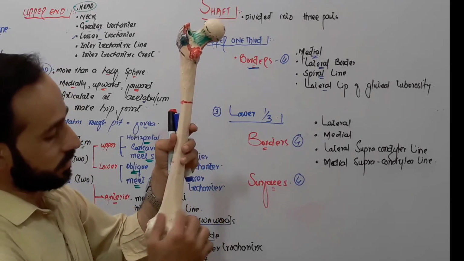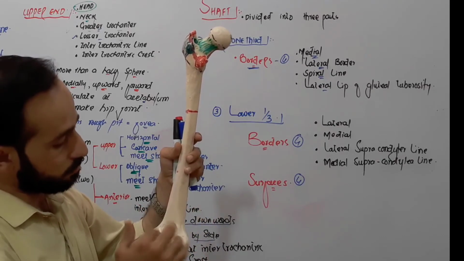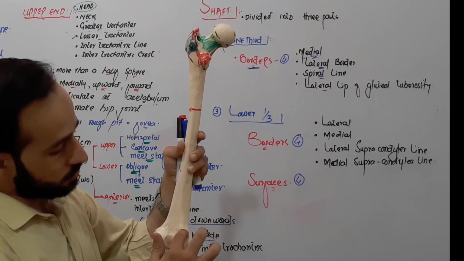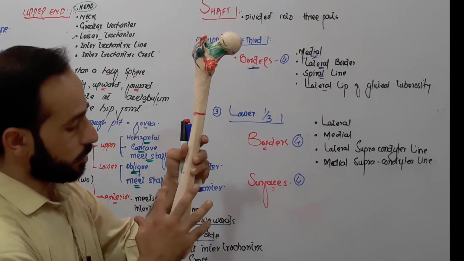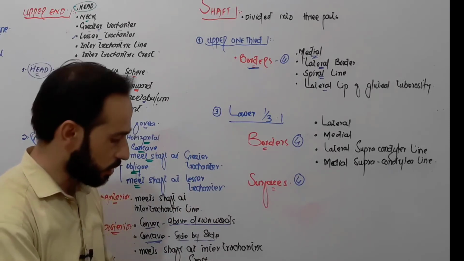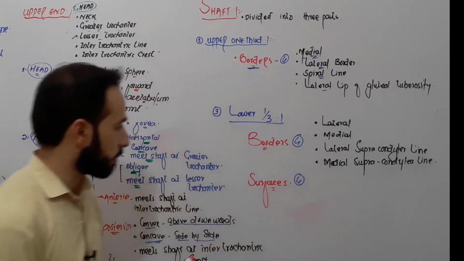So one is present medially and one is present laterally. We say these two lines make borders. So lateral supracondylar line, medial supracondylar line. So how many borders? Four borders. The lateral border, the medial border, the lateral supracondylar line and the medial supracondylar line.